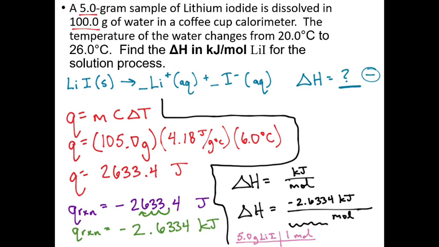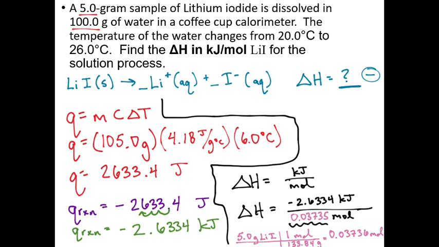It's blurry. All right, 133.84. All right, so let's do that. 5 over that molar mass. That's 0.03736. And that's what I'm going to put in here for my kilojoules per mole. So we can see it's just a ratio that we're assuming stays constant here. If I had 0.037 moles, I would release 2.6 kilojoules of energy.